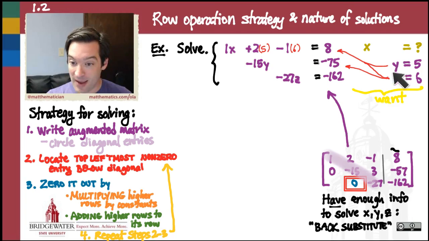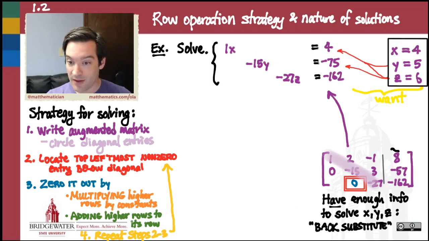I can then back substitute both the y and the z that I just found into the first equation to leave me with only one unknown, namely x, in the first equation. 1x plus 2 times 5 minus 1 times 6 is equal to 8. 2 times 5 minus 1 times 6, that's 4, so x plus 4 equals 8. Subtract the 4, x is equal to 4.